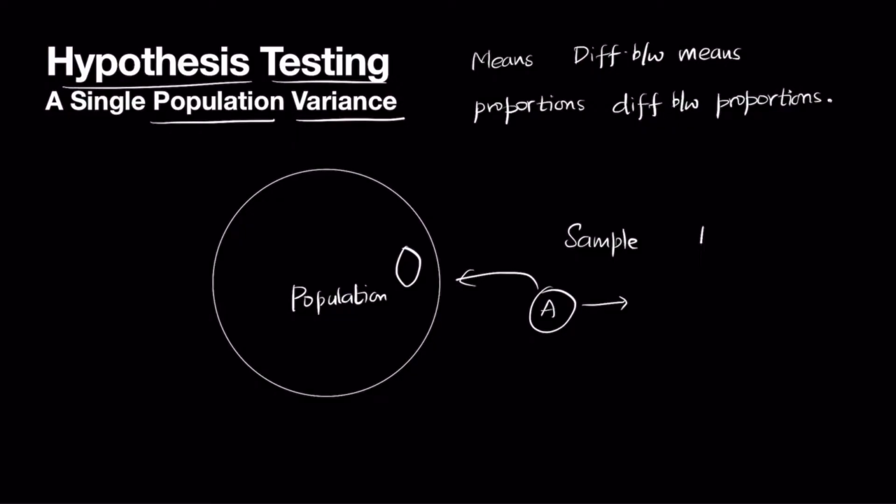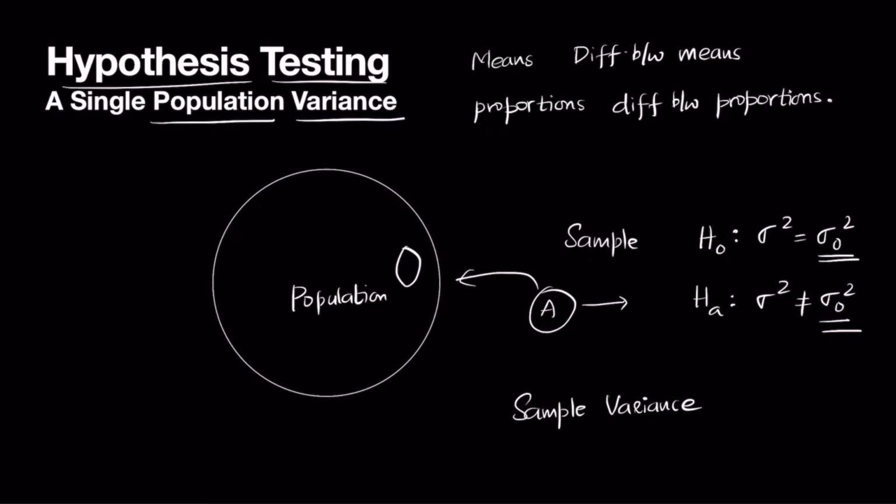So the hypothesis test for a single population variance states that the null hypothesis is sigma square, which is the population variance, equal to sigma naught square, the testing variance. And the alternative hypothesis is sigma square not equal to sigma naught square. Now the sigma naught square here represents the population variance that represents the sample. So the population variance representing the sample.